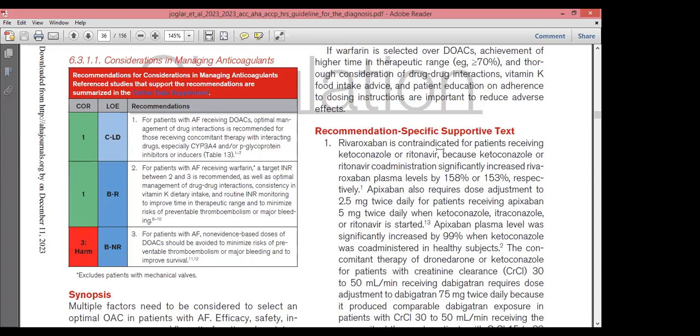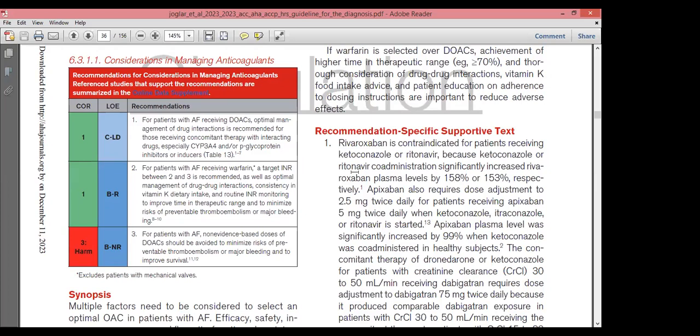So they gave an example here. They said, for example, if a patient will be on ketoconazole and ritonavir, you should not give rivaroxaban, because the ketoconazole and ritonavir will increase rivaroxaban plasma level, thereby leading to toxicity. So they will be at increased risk of bleeding. Then if you must give any anticoagulant in patients receiving these drugs, ketoconazole or ritonavir, you can give apixaban, but instead of the normal dose of 5 milligrams twice daily, you reduce it to 2.5 twice daily. You can also give dabigatran, but instead of 150 milligrams twice daily, you reduce it to 75 milligrams twice daily. So it's a class 1 recommendation.